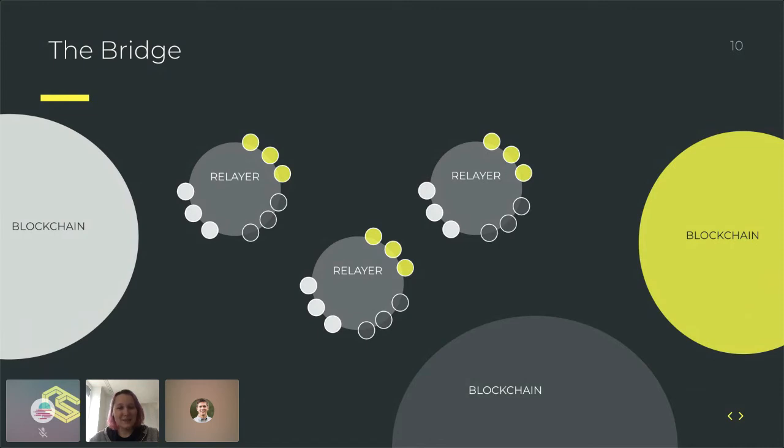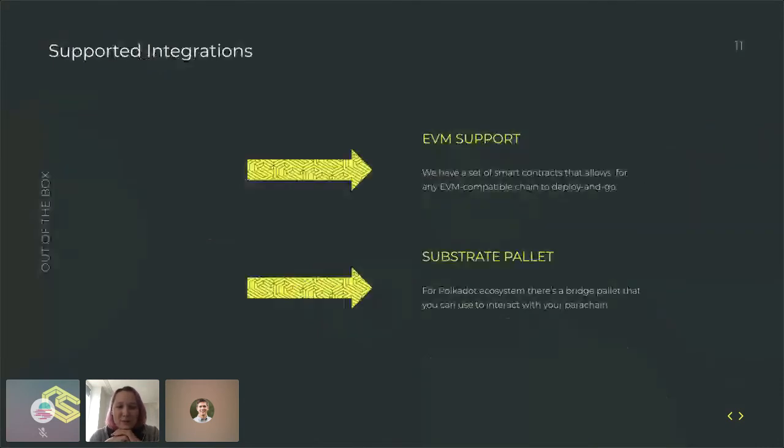Right, and out of the box, right now, the bridge supports most of the EVM compatible chains, and there may be some back and forth with connections considering the finality and block time of specific chain implementations. And we also have the Substrate pallet, and that pretty much covers everyone in the Polkadot ecosystem.